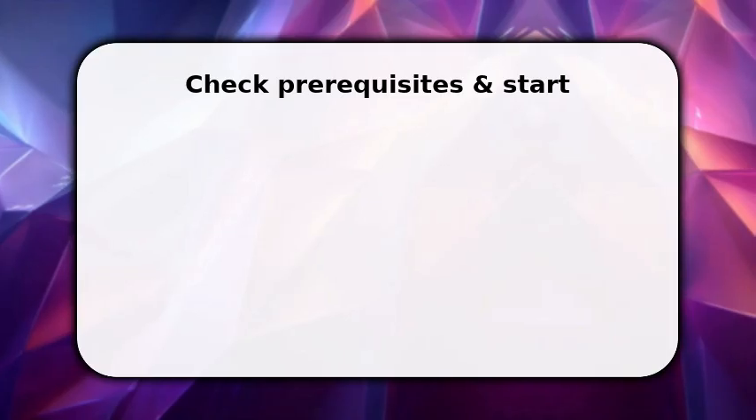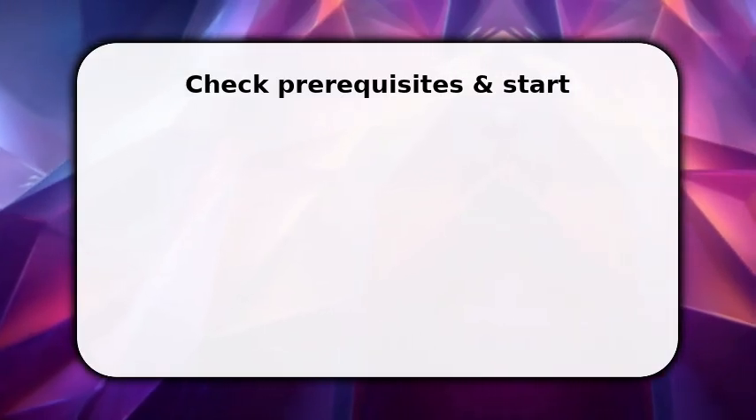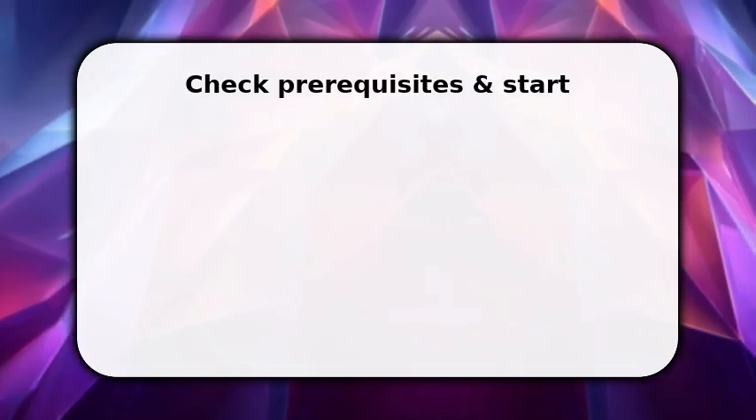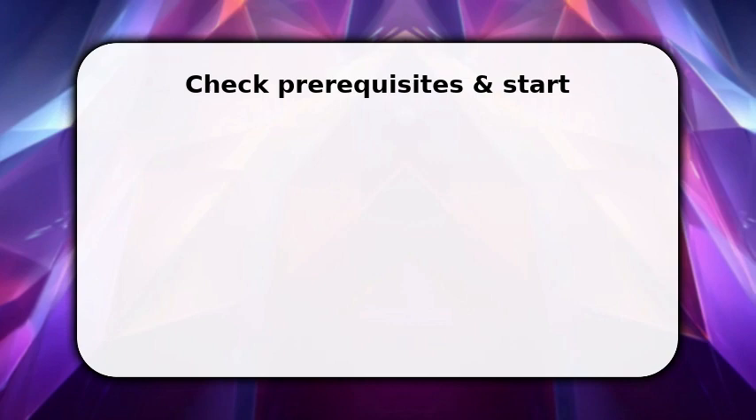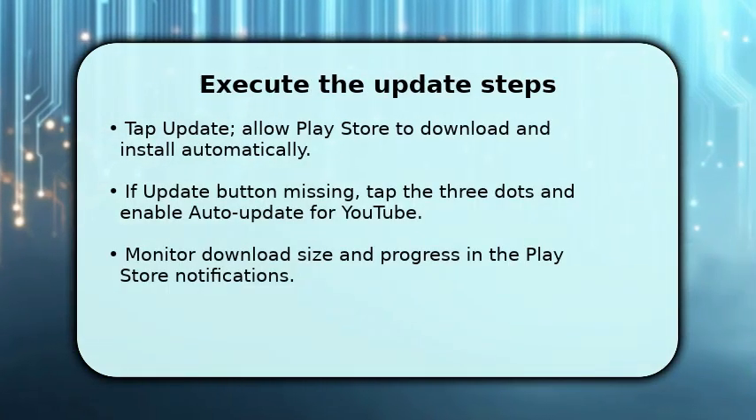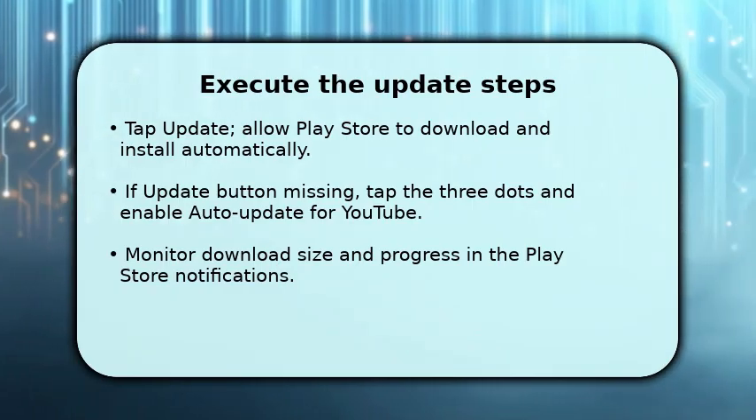Make sure you're signed into the Google account tied to the Play Store. Tap the YouTube entry to reveal the app page, where you'll find the update button if an update exists. Tap Update and let the Play Store handle download and install. It runs in the background so you can continue other tasks.